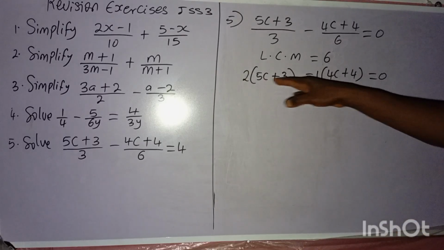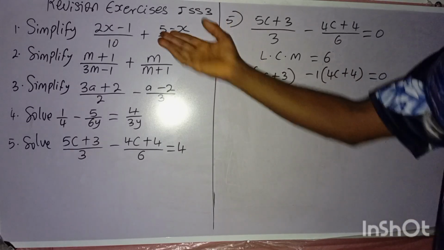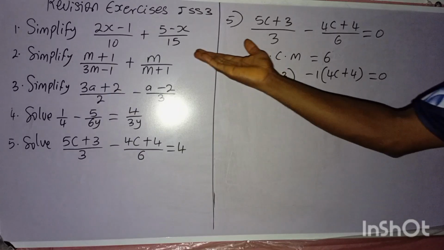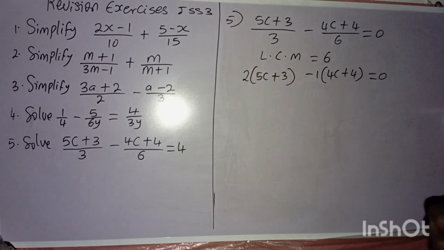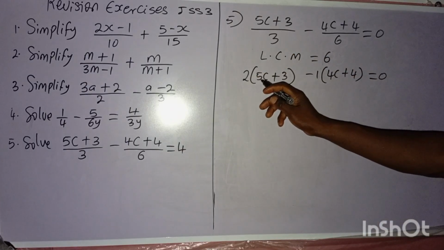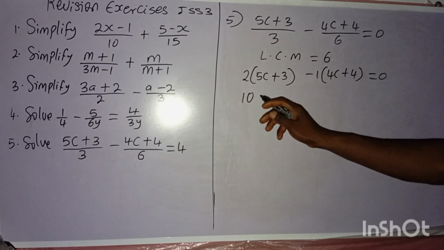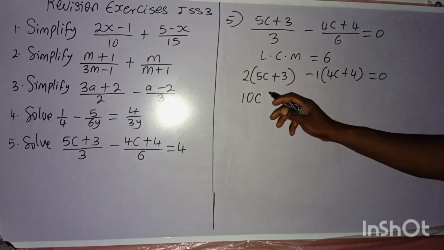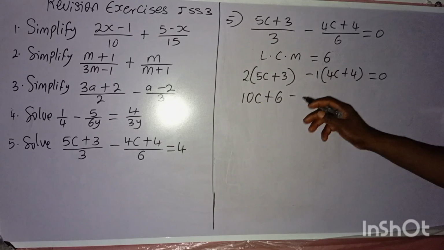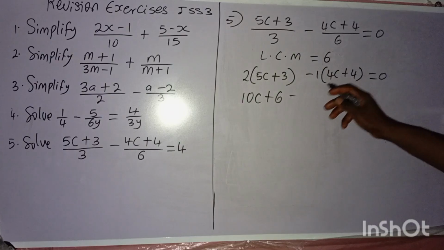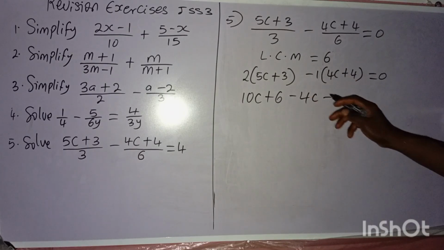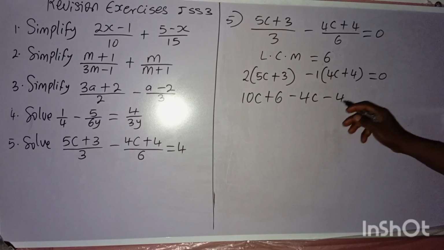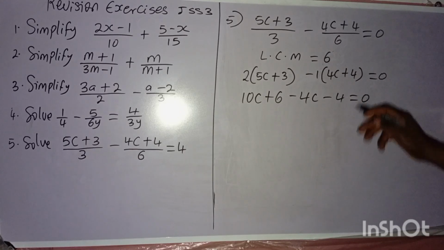So this is exactly how the equation looks, unlike a fraction, whereby we have to find the LCM, and the LCM will be maintained throughout the solving process. Now, let's open the bracket. 2 multiplied by 5c will give us 10c. 2 multiplied by plus 3 will give us plus 6. Minus 1 times 4c will give us minus 4c. Then minus times plus will give us minus. 1 times 4 will give us 4, equal to 0.